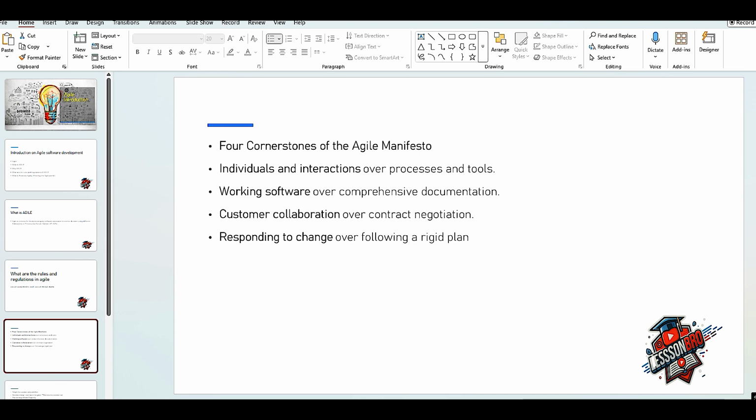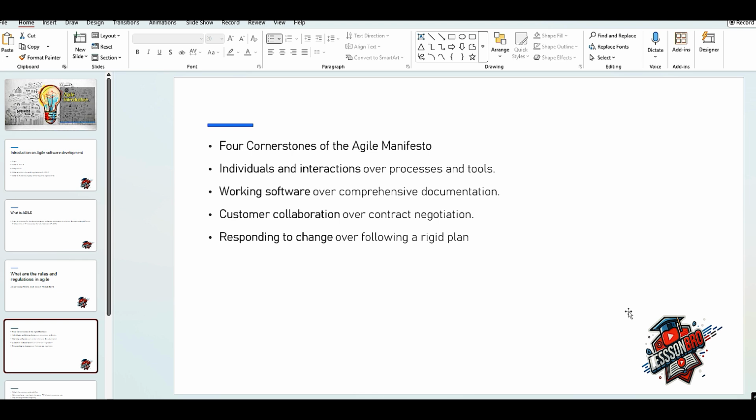What is individuals and interactions over processes and tools? See, when you take up a traditional approach, which is Waterfall, or Spiral, a couple of things are there. Let's take an example of Waterfall. What should we do as a team, as a project manager, a developer, a business analyst or a product manager? We should be more focused on processes and tools. Depends on tools.